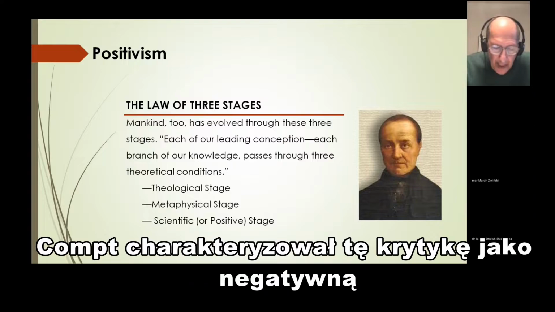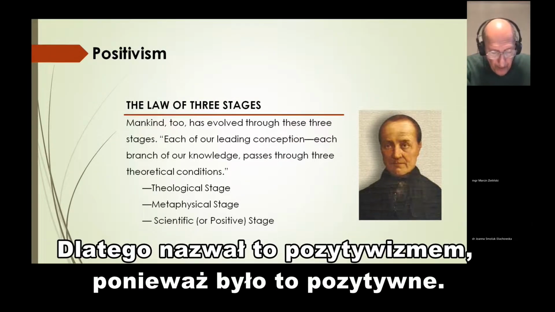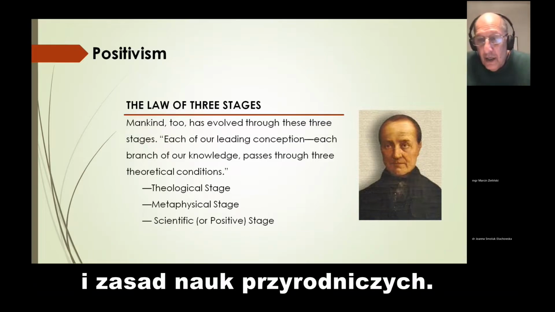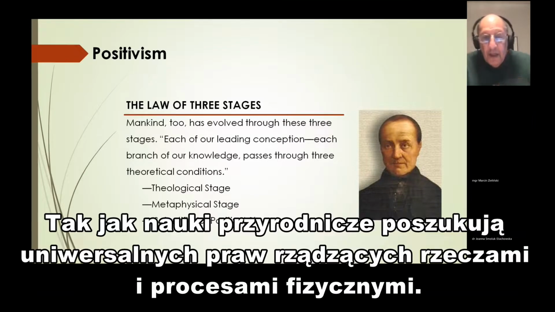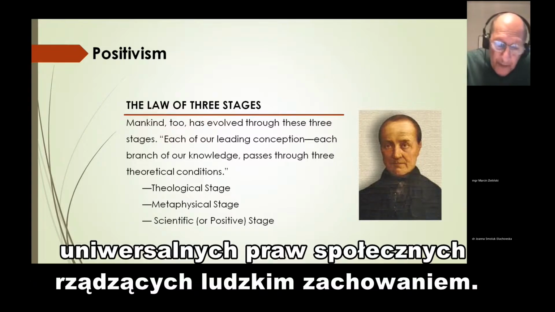Comte characterized this critique as negative. In contrast, Comte's third stage was the positive optimism of social engineering. That's why he called it positivism, because it was positive. Comte's idea was to apply the same methods and principles of the natural sciences to society. Thus, just as the natural sciences search for universal laws governing physical things and processes, the social sciences would now search for universal social laws governing human behavior.